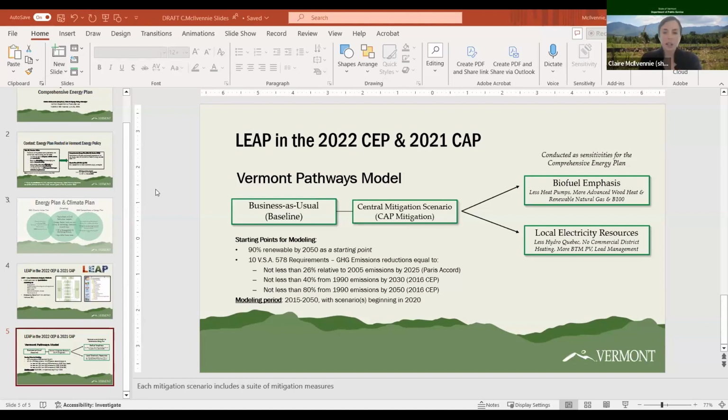So I will pause there, just not to take up too much time with the front matter, but I'll say this is a tool we've continued to use. It was certainly impactful for developing these 2 plans.